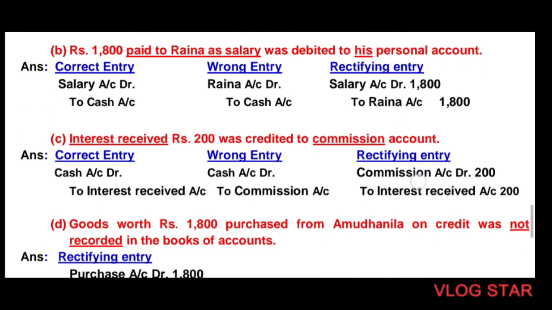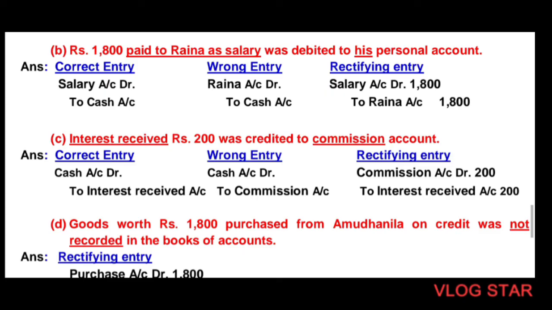Next, rupees 1800 paid to Raina as salary was debited to his account. So instead of salary, we debited his personal account, Raina personal account. So what is the correct entry? Salary paid: salary account debit to cash account. But wrongly what was done? Raina account debit to cash account.